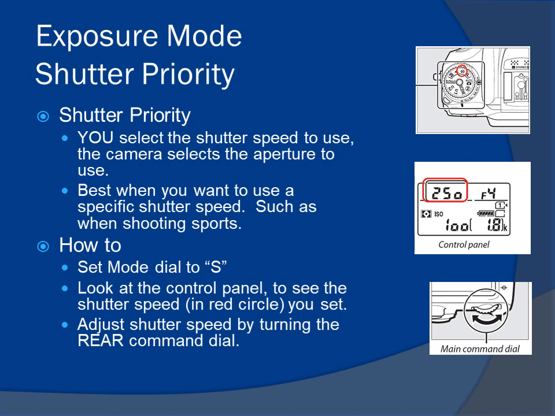How? Set the mode dial to S. Look at the control panel on the top of the camera to see the shutter speed that you set at, the red square in the middle picture. Adjust the shutter speed by turning the rear command dial.